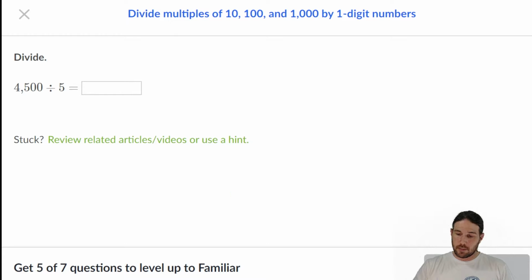In other words, 4,500 divided by 5 is 900.